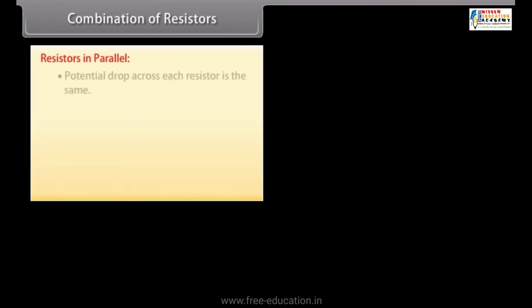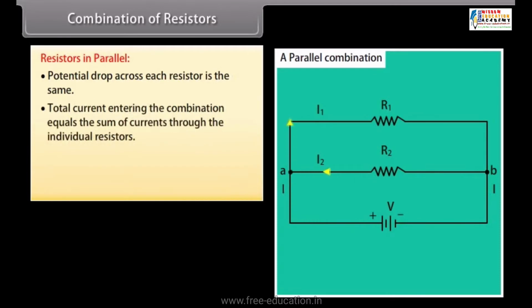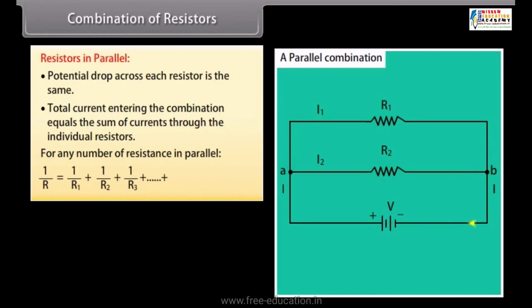Resistors in parallel. Potential drop across each resistor is the same. Total current entering the combination equals the sum of currents through the individual resistors. For any number of resistances in parallel, 1/R is equal to 1/R1 plus 1/R2 plus 1/R3 and so on.